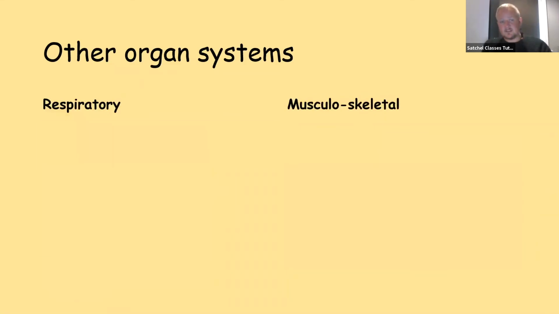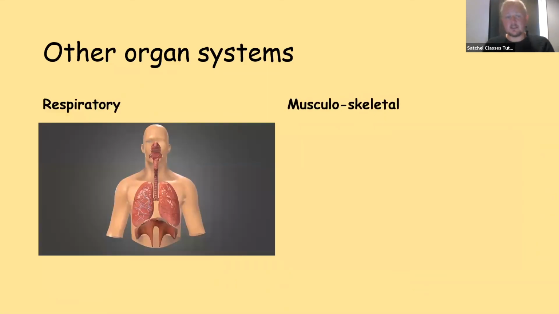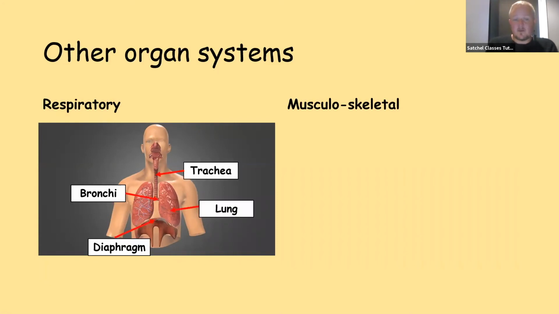The respiratory system supports the respiration life process, again made up of organs. The organs involved in this are the trachea, or you might have heard the term windpipe. The trachea leads down from the mouth to the bronchi, which then lead into the lungs, left and right. And those lungs are the site of gas exchange.